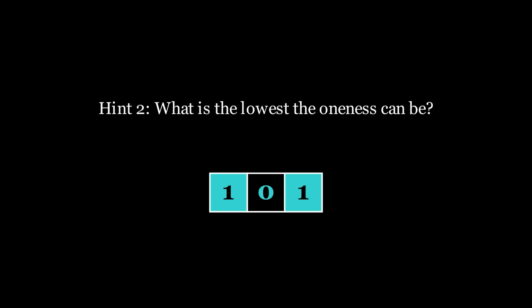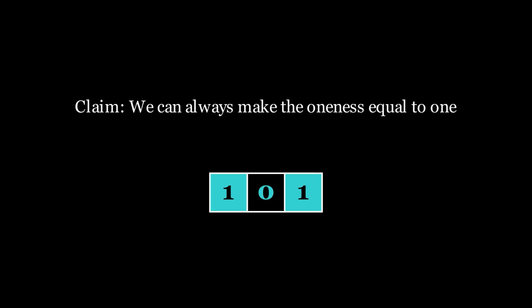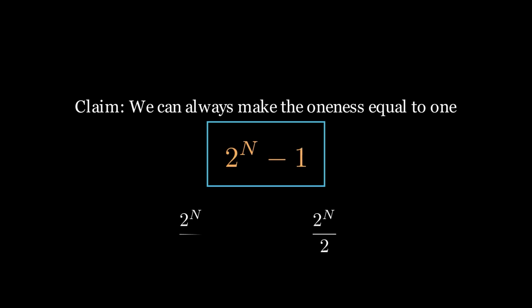What's the lowest number the oneness can be? It's impossible for it to be 0 because you can't divide an odd number into 2 even numbers. However, a oneness of 1 is possible. How can we accomplish this? If we want a oneness of 1, we need to have 2 to the n over 2 subsequences that have a 1, and 2 to the n over 2 minus 1 that don't have a 1. How can we do this?